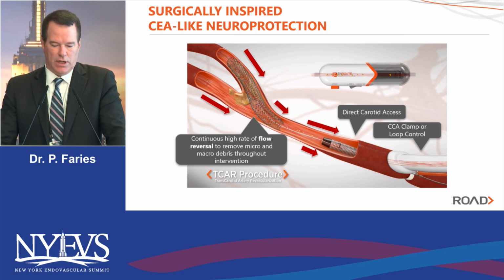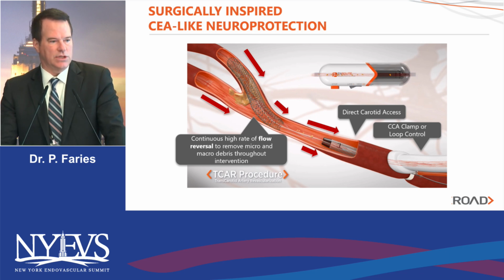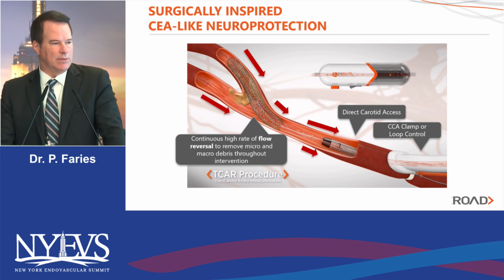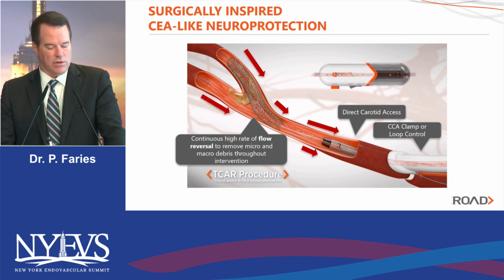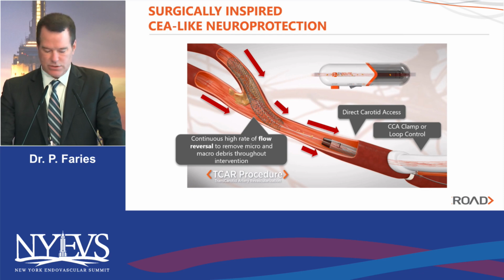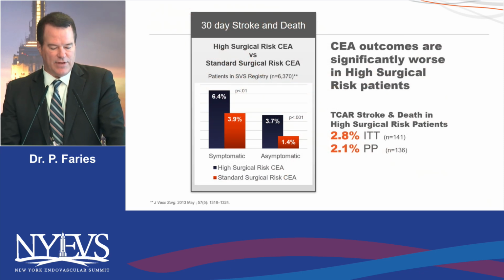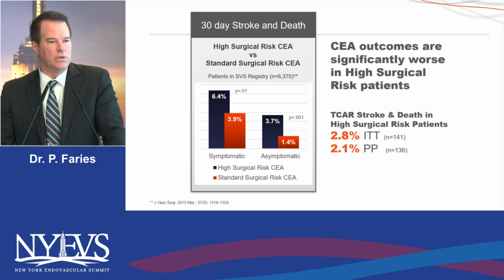I think, as most people know, it utilizes direct access into the common carotid artery, and then you initiate flow reversal so that you have embolic protection for any debris liberated during the angioplasty and stenting by reversing flow through the internal carotid and back through the en route sheath in the system and returning it to the venous circulation. And that's very effective.